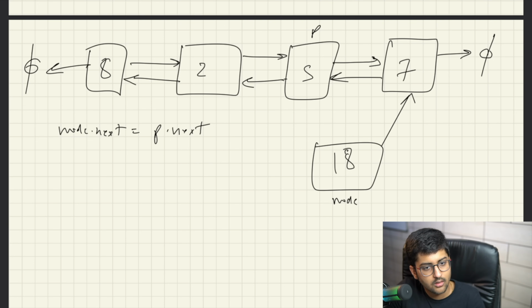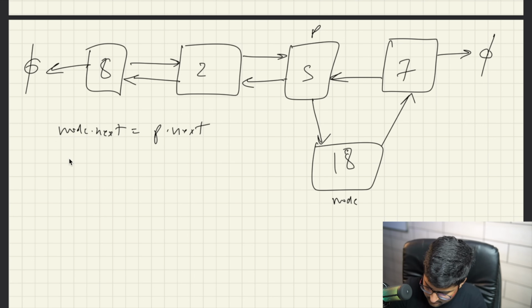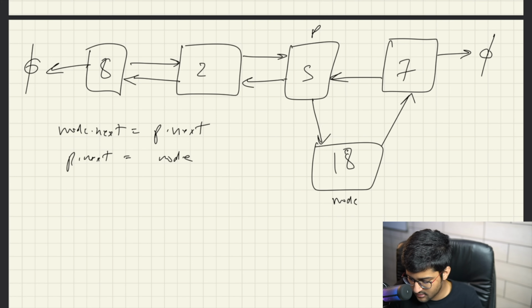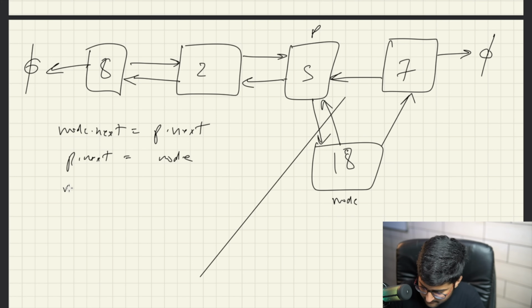Okay, no problem. And I can say p dot next is going to be equal to this. So p dot next is going to be equal to node. I'm not even thinking, I'm just doing things step by step from what the diagram we drew before. Two more lines are remaining. How do we add those? Let's add this line. The node's previous will be equal to p.